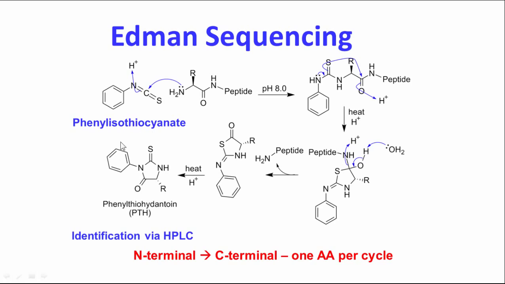And so this process can be done, and you get off the first amino acid, you identify it, and then you do it again with the second amino acid, because you freed up a free amino group in your peptide when you cleave this off, and then you can do it again. So you move from the N terminus to the C terminus, one amino acid per cycle.